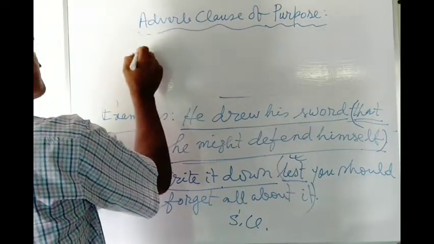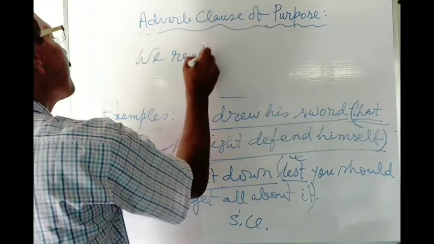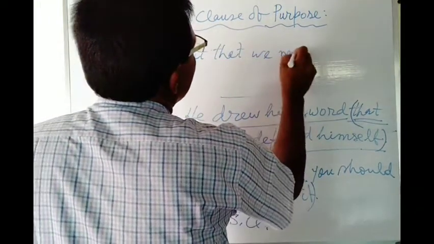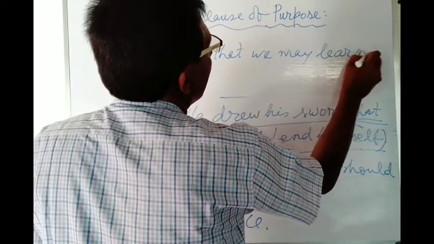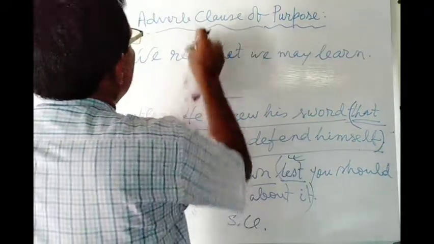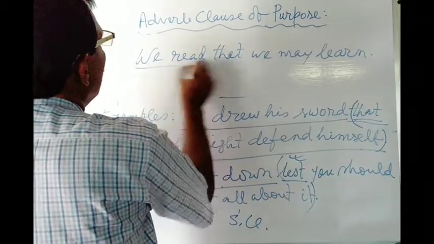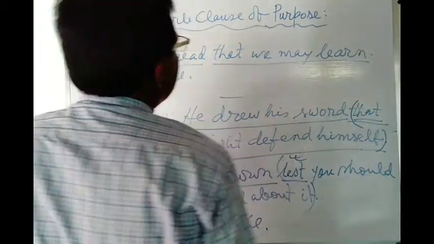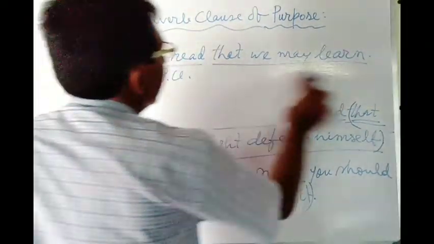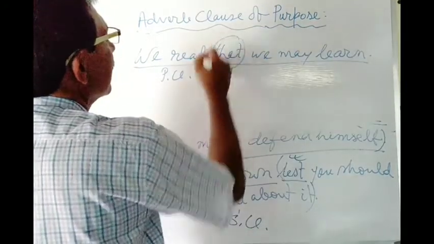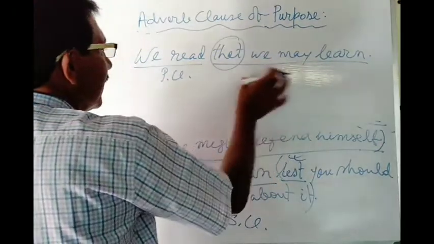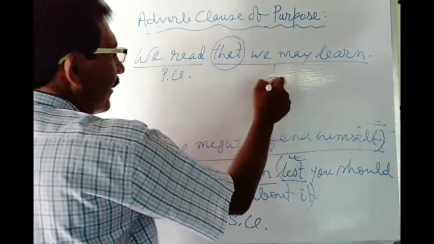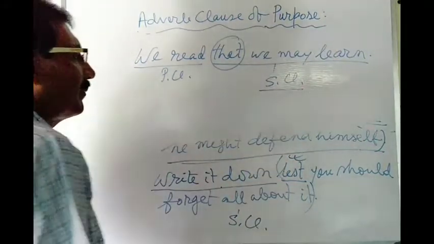In another example, we read that we may learn. We read, this is the principal clause, and that we may learn, this is used as the subordinating clause. Here, that is the subordinating conjunction used at the beginning of the subordinating clause. Such type of subordinating clause indicates purpose. So, the subordinating clause is used as the adverb clause of purpose.